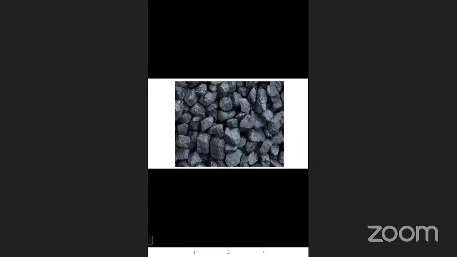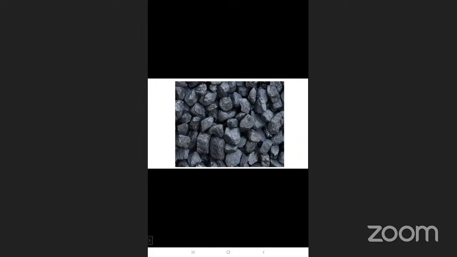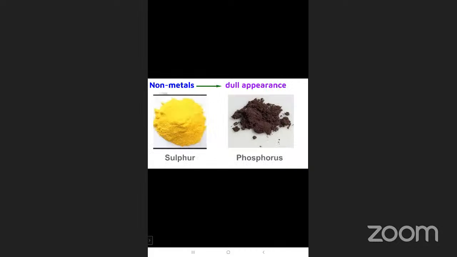Now come to the non-metals. So what about these non-metals? Non-metals in general have a dull appearance. They do not have the shining property. Their appearance is very dull. Only metals have the lustrous property, but non-metals are not lustrous in nature. Remember this point: metals have lustrous property, but non-metals have only a dull appearance. There is no lustrous property for non-metals. You can observe the sulfur and phosphorus examples here. There is no shining property for these non-metals.